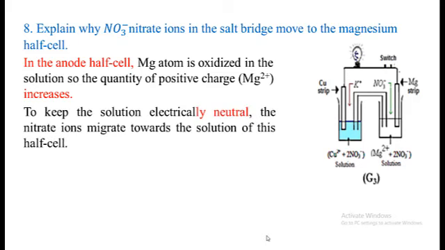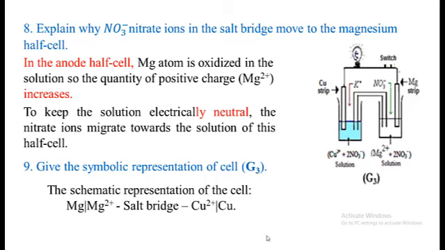Number 9, give the symbolic representation of cell G3. The schematic representation of the cell is always anode, salt bridge, cathode. And we said that between Mg and Cu, Mg has more tendency to lose electrons than Cu. Then it should be at the part of the anode. So Mg, the reactant, gives Mg2+, which is the product, dash salt bridge, dash Cu2+ as the reactant and gives Cu as a product.